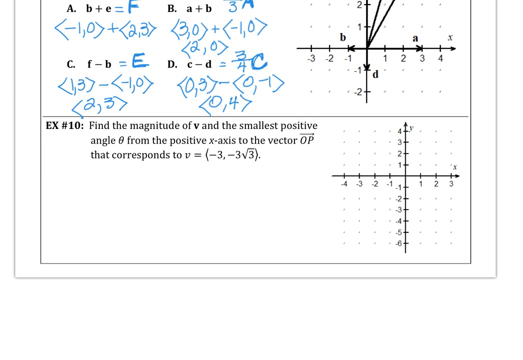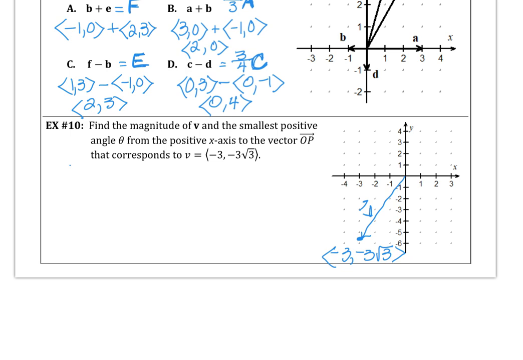And finally, on example 10, we want to find the magnitude of V and the smallest positive angle theta from the positive x-axis to the vector OP that corresponds to vector V, which is located at (-3, -3 square roots of 3), which is going to be a little bit more than 5, almost 6. This is our terminal point down here, representing vector V.